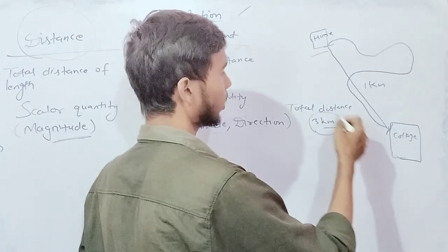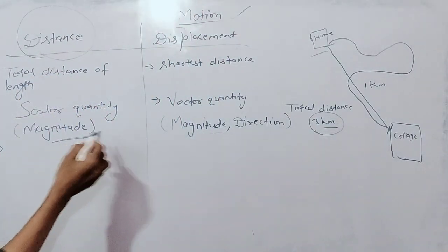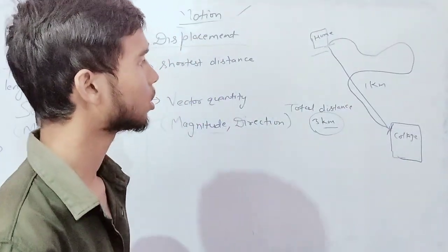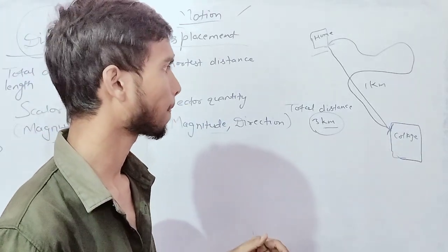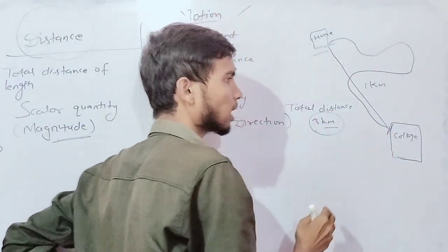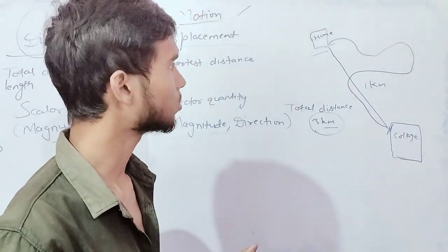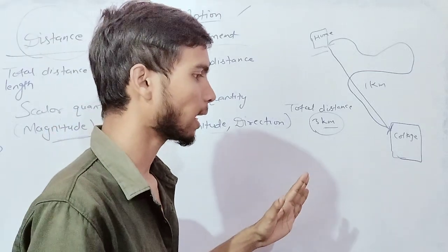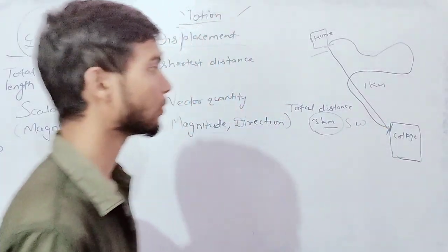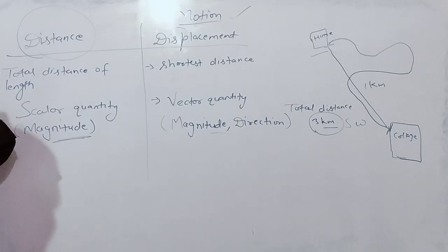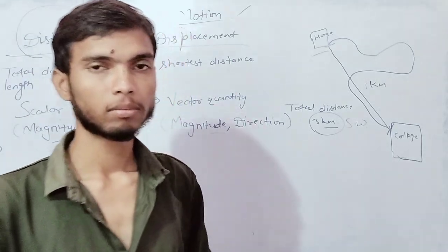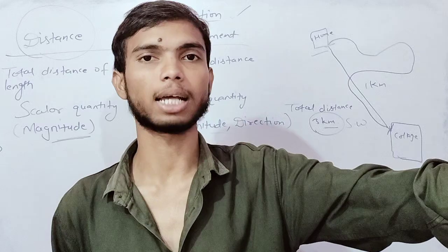Now here, 3 kilometer, only this 3 kilometer is the distance, and 3 kilometer is only magnitude, because it is only a value. Now when I say 3 kilometer, it is in the south and west, it means between south and west. So here, between south and west, it is giving you direction. So 3 kilometer, the college would be in this direction.